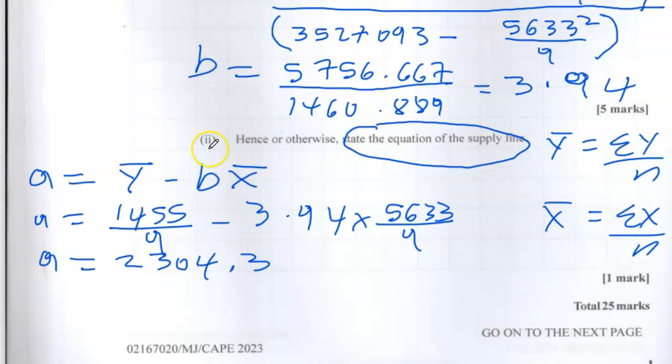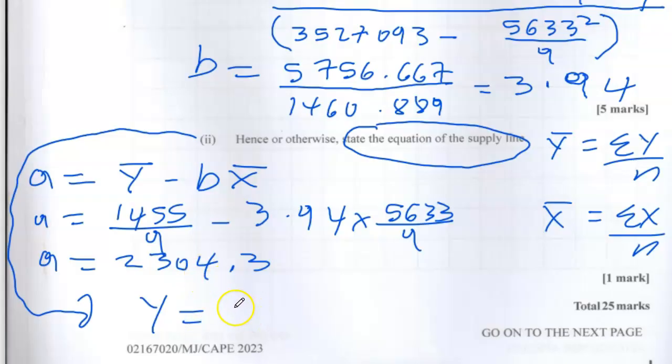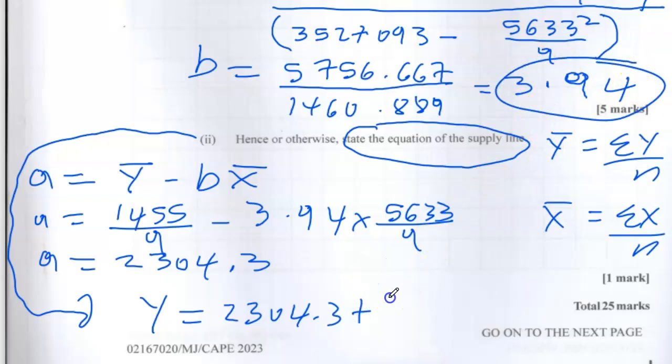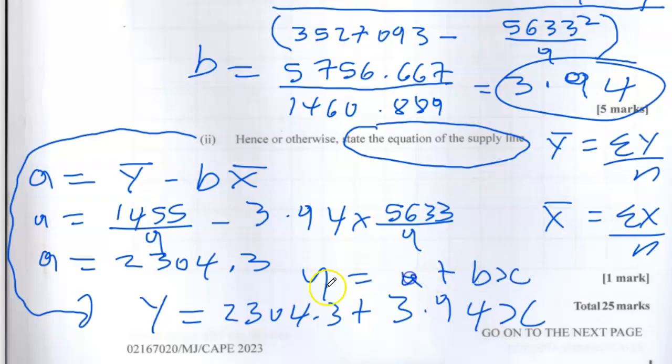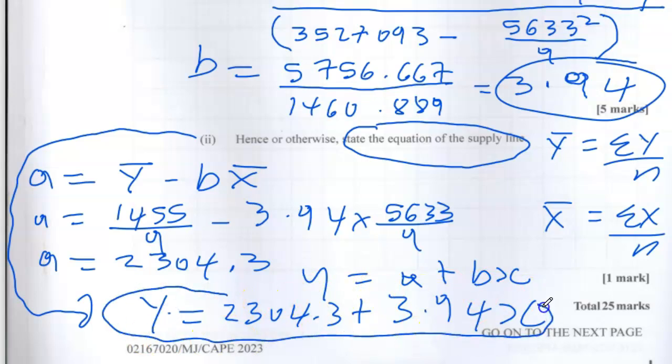So the equation, just to answer part 2, is y equals a, which is 2,304.3, plus bx, and here's the b value, 3.94 times x. So the formula is y equals a plus bx. We found a, we found b, we just plug them in, and we end up with this as our solution: 2,304.3 plus 3.94x. The number of decimal places you use will determine how much your answer varies. Alright, let's move on.